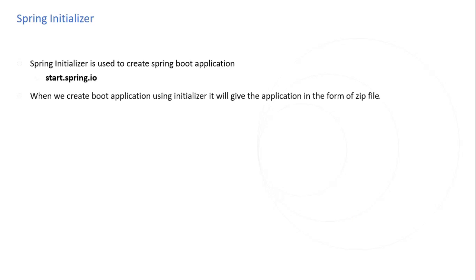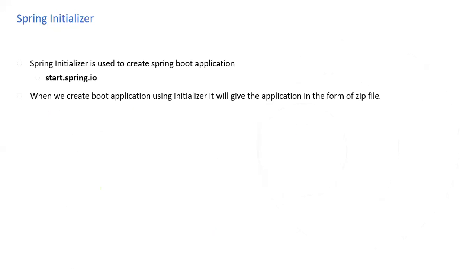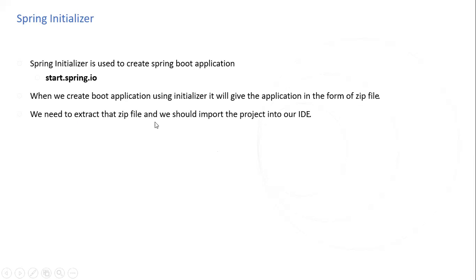When we create a Spring Boot application using Initializer, it gives the application in the form of a zip file. Once you download the project from this website, it is provided as a zip. So you need to extract that zip file and then import the project into your IDE.